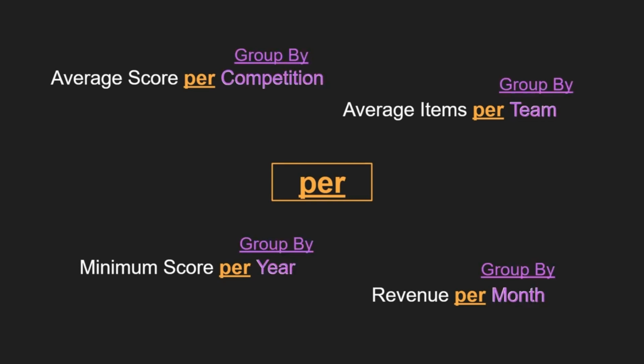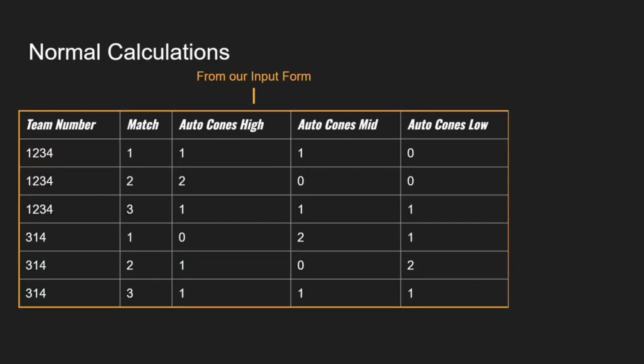In this case, and all the cases on the screen, the group by is the word that comes immediately after "per." So average score per competition shows that you're going to group by competition. Average items per team suggests that you're doing a group by team. With that in mind, let's look at what our calculations are like with and without group bys.